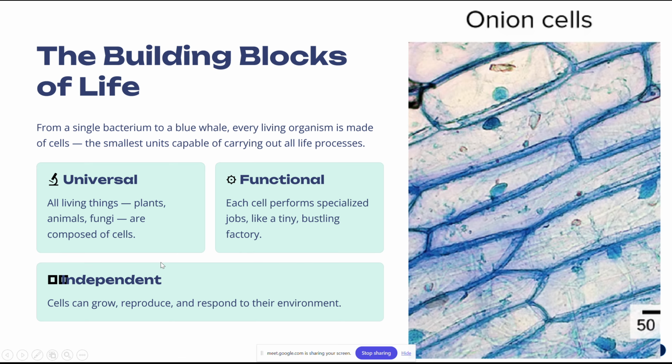And also, they are kind of independent, like each cell has specific characteristics. That is, cells can reproduce and respond to their environment. Here is a diagram, which is an onion cell, in which you can see different cells stacked up together, showing the building block of the whole onion structure. So it's not just a single cell that you can see here. You can see multiple cells.